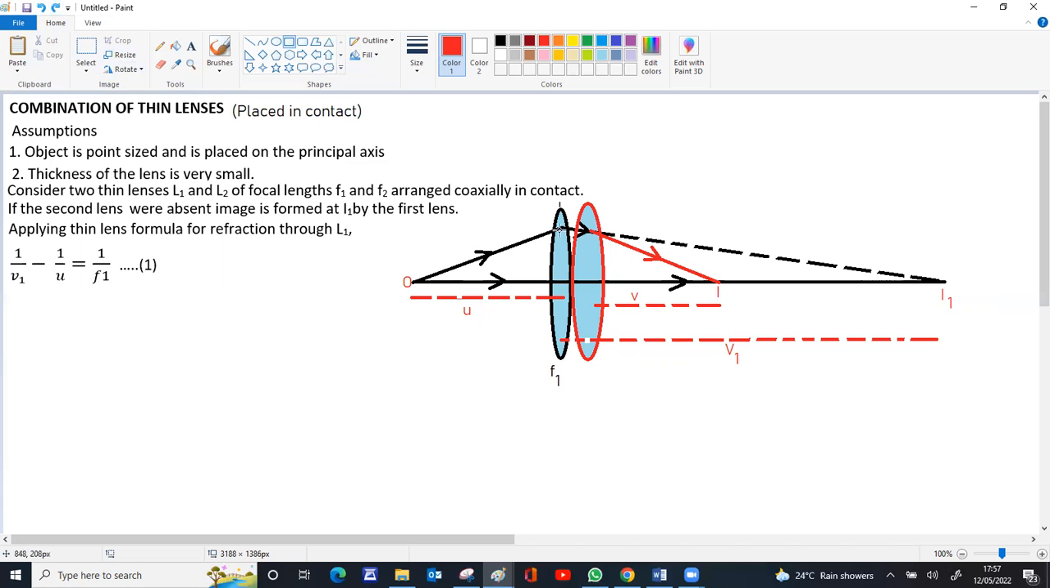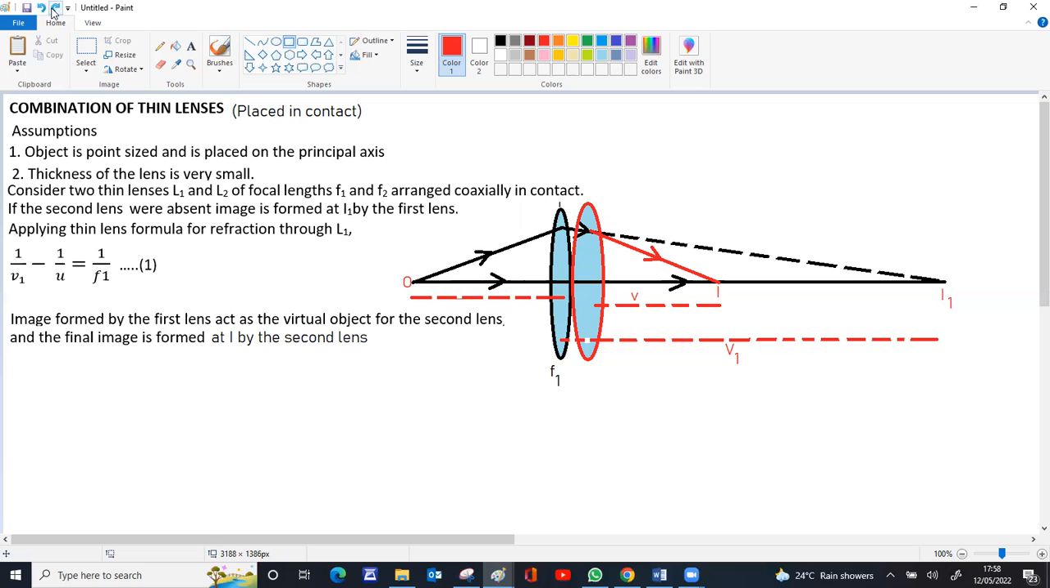Now the image light ray of the first lens acts as the object light ray for the second lens. The image formed by the first lens acts as the virtual object for the second lens. That means the image distance of the first lens acts as the object distance for the second lens since they are placed in contact. So u for the second lens will be v1 and the final image is formed at v. So the image distance will be v. So 1 by v minus 1 by u becomes 1 by v minus 1 by v1 equal to 1 by f2. If you add the two for the total refraction, 1 by v1 minus 1 by v1 gets cancelled on the left side. So 1 by v minus 1 by u equal to 1 by f1 plus 1 by f2.